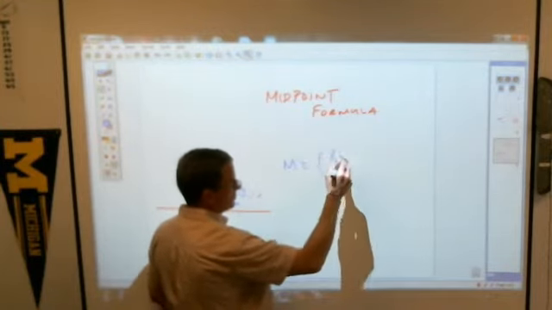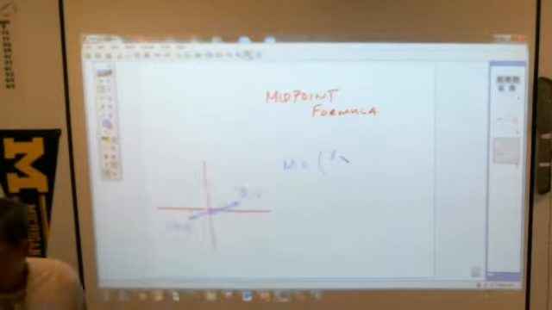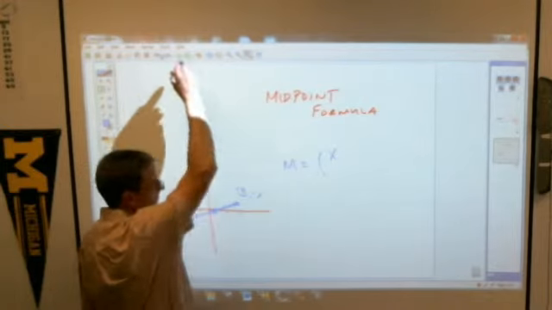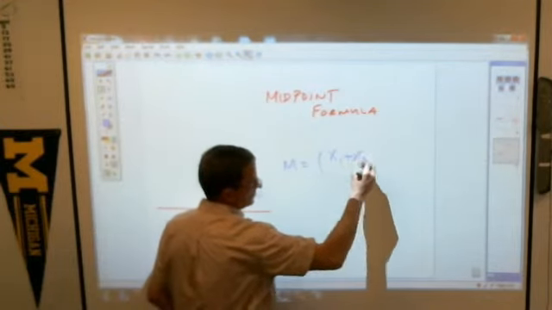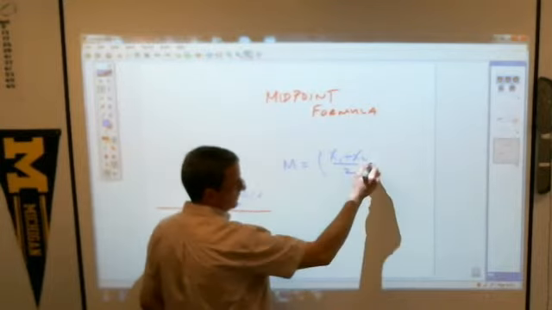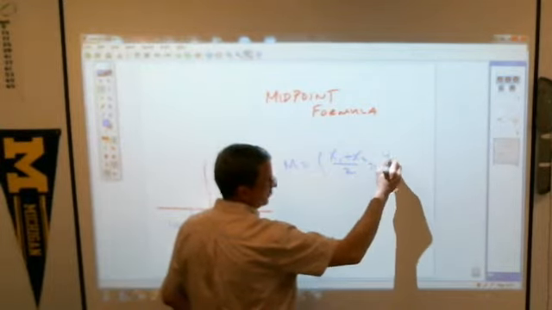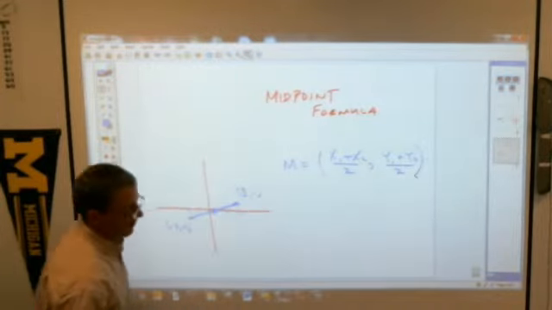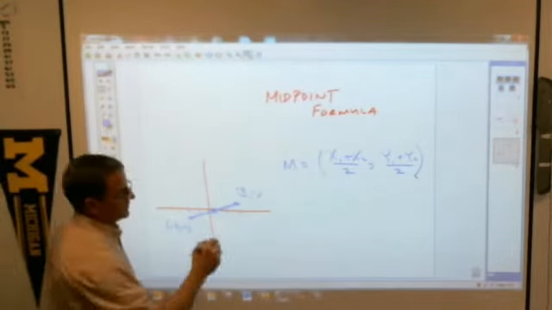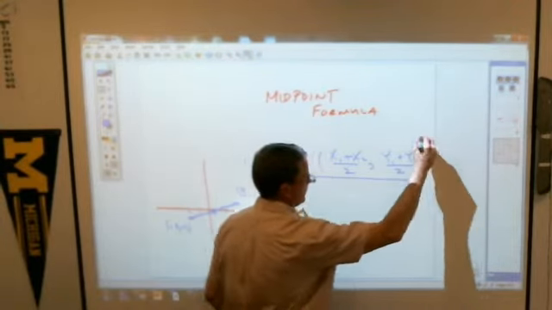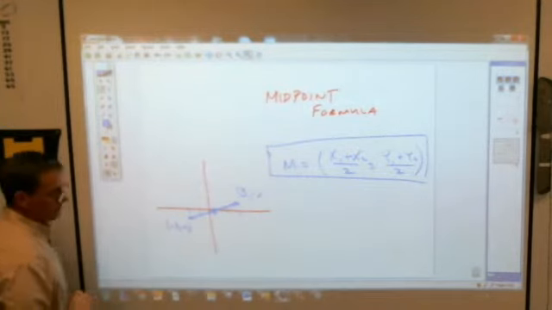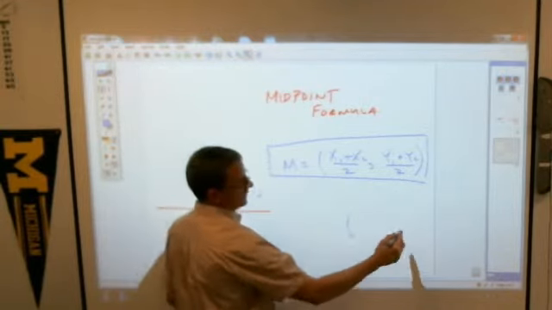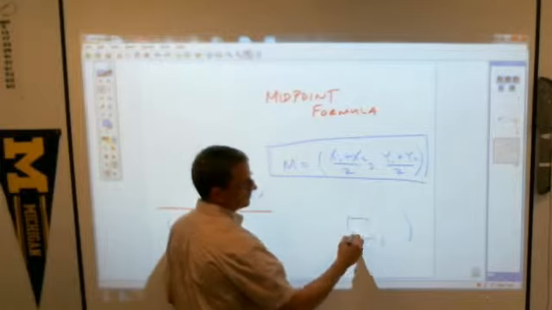You take x sub 2, plus x sub 1. They used 1 first, but I guess it doesn't matter. X1 plus x sub 2 cut in half, because it's the middle. That's your x point. The same thing for y. Y sub 1, y sub 2, cut in half, that's your y point. This is the formula. There's a comma, because this would be your midpoint x, because you're looking for a point with your x value here and your y value there.